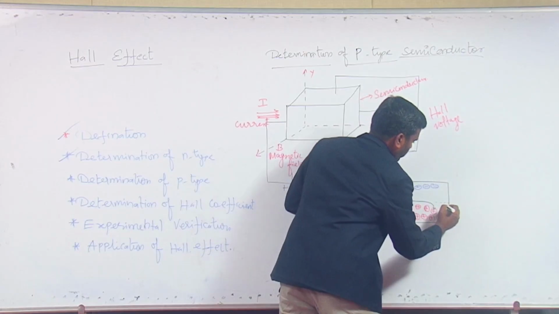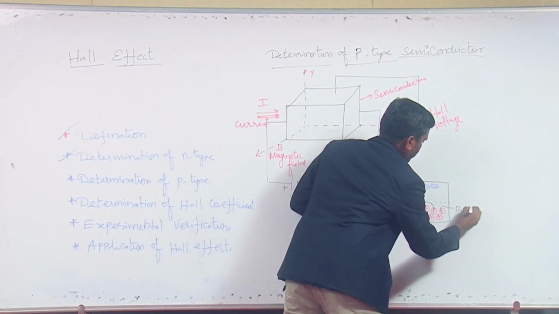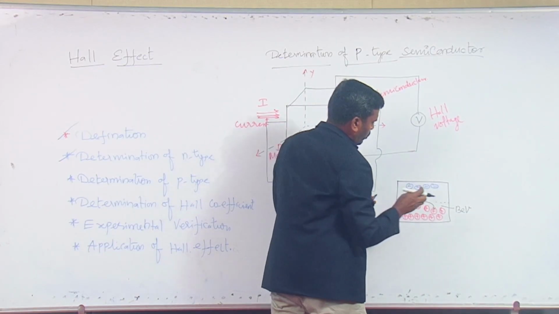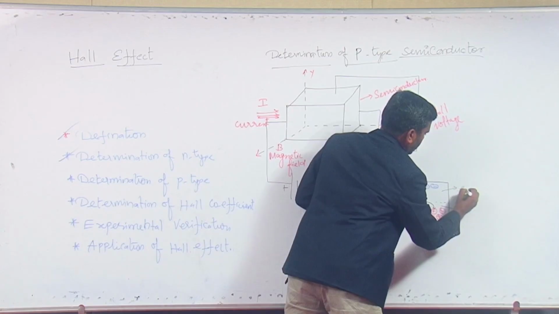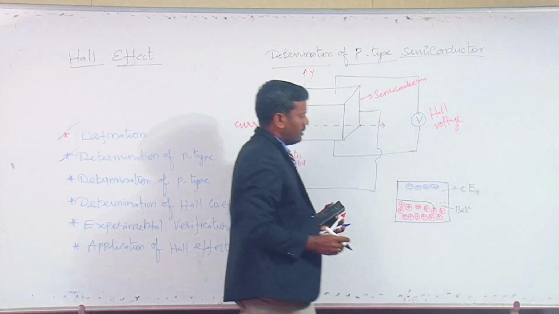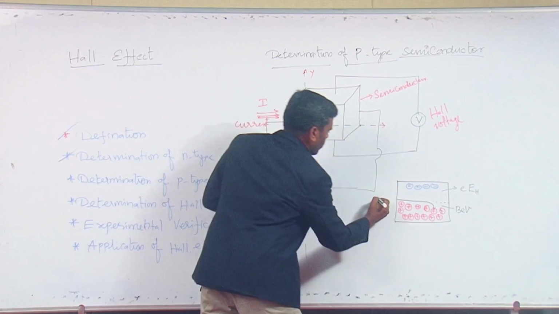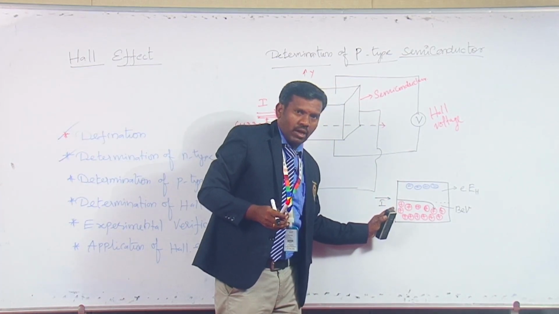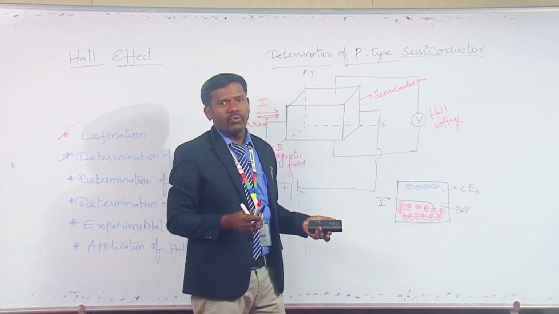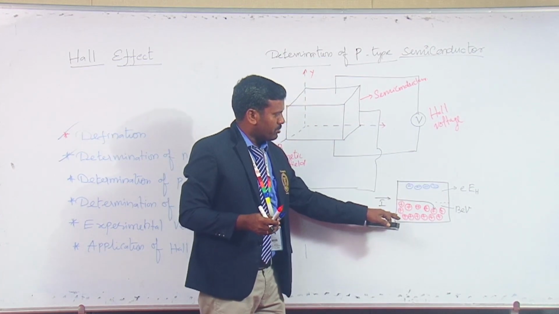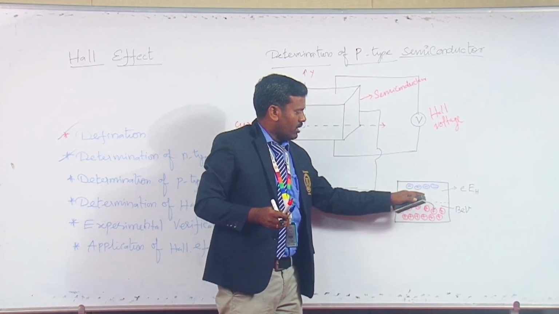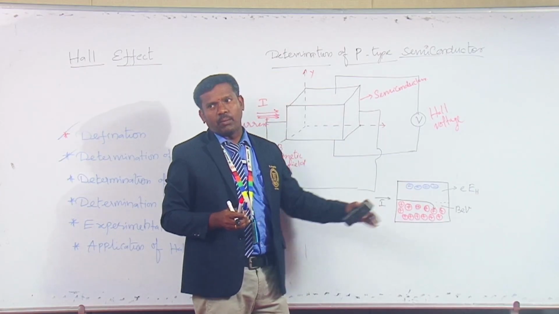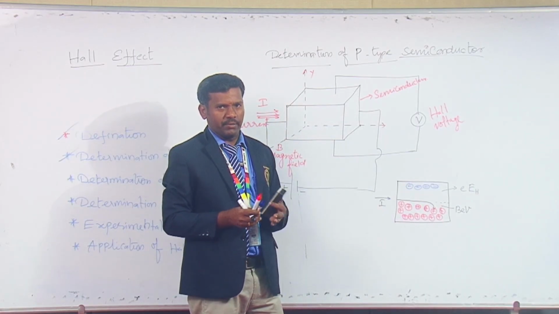Now the downward force, as you already know, is BEV, which is due to the magnetic field, and the upward force is due to the potential difference, that is E and EH. With the current in the x direction, more holes accumulate at the bottom of the slab when compared to the electrons. Due to the positive and negative charges, a potential difference appears.